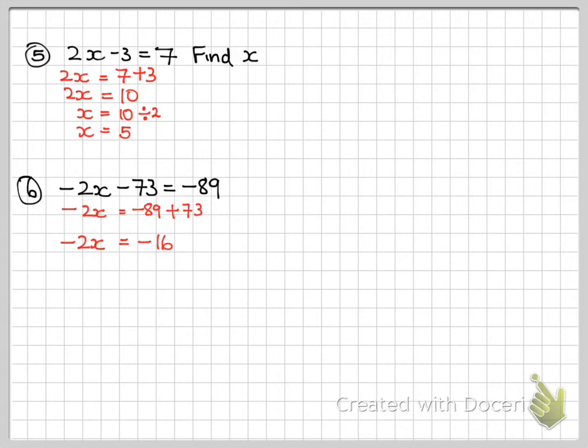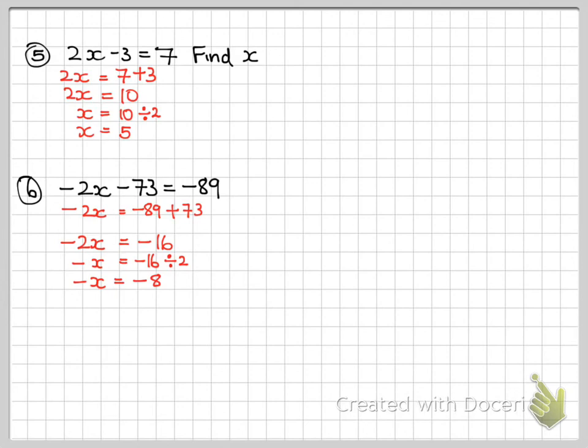Now you've got minus 2x is equal to minus 16. Now remember, I want x, and firstly I've got 2 times x. Backtracking, I need to divide by 2 on both sides. After dividing by 2 on both sides, we've got minus x is equal to minus 8.